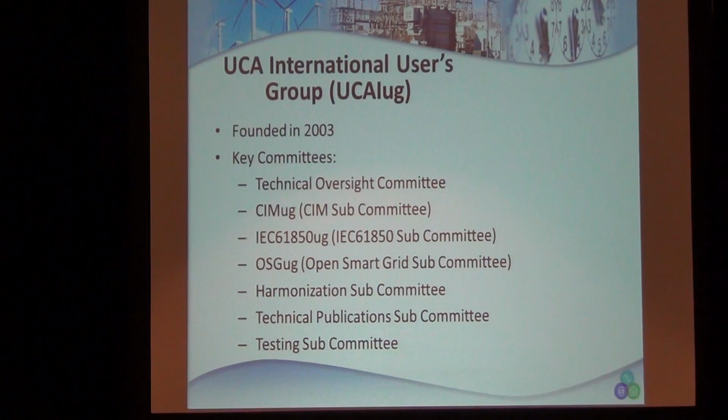So the users group, I just mentioned, founded in 2003. A lot of different subgroups and activities associated with this group. We have a technical oversight committee. We have the CIM, Common Information Model subcommittee, and you'll hear more about CIM. And we have the 61850 user group subcommittee, the Open Smart Grid subcommittee, harmonization, technical publications, and then the testing subcommittee, which is very, very active.